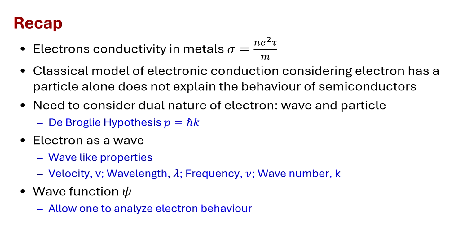So let's just briefly recap what we did in the last class. In the last class we looked at electronic conductivity in metals, which is represented as sigma, and it's Ne square tau divided by m. And we saw that electronic conductivity is highest for metals, going of the order of 10 to the power 4, 10 to the power 6 ohm centimeter inverse.